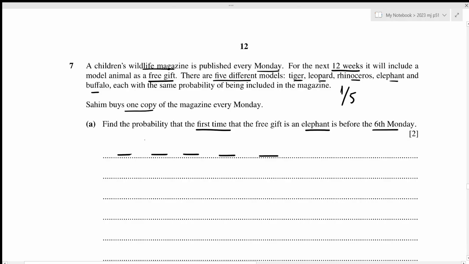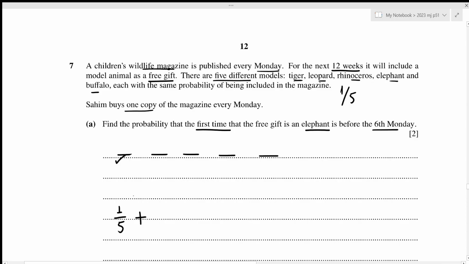So first time should be any one of these Mondays. So we need to add up the probabilities. Let's start with the elephant in first week. If you get the elephant in first week, that's just 1 by 5, the probability of getting an elephant.